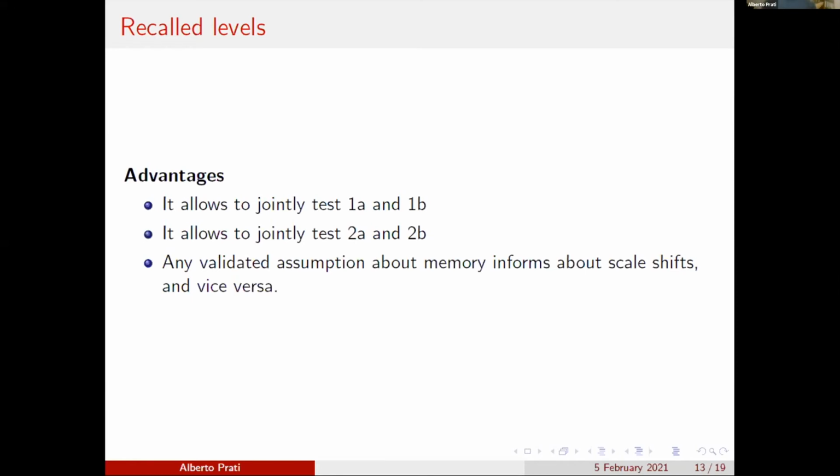The extreme case you can think of is if a person is asked to rate their past levels of satisfaction, and this is consistent over time and with their past report, it's very likely that this person has both good memory and stable scales. And on top of that, anything we know about the recall function and anything we know about the scale shifting can help with each other, because any validated assumption on one hand helps to understand where the variation is coming from on the other hand.